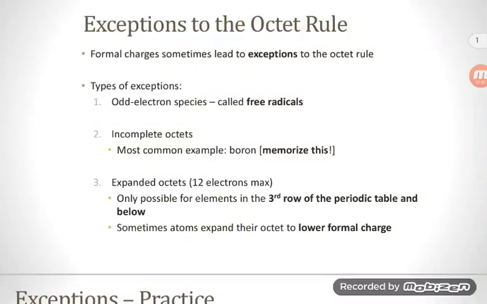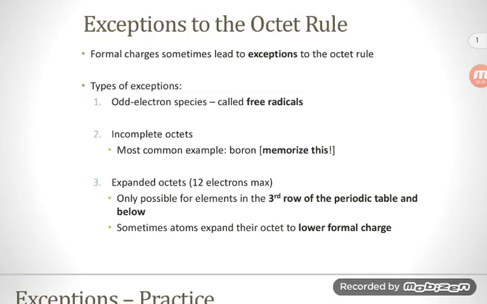So far, all of the Lewis structures we've drawn have obeyed the octet rule, and most of the time that's true. However, in chemistry there are always exceptions, and so right now we're going to discuss a few exceptions to the octet rule. Some of these happen just because of how many electrons you have. So exception number 1 here, odd electron species, also called free radicals.